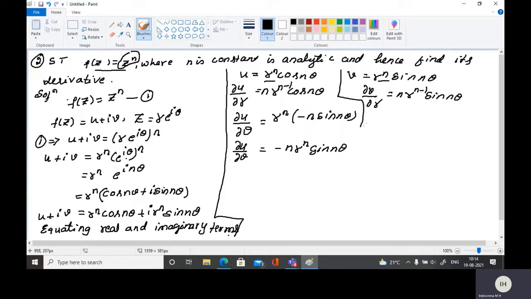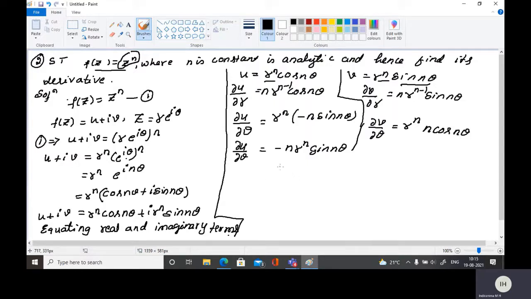Next, differentiate v partially with respect to theta, keeping in mind r constant. So r^n is constant. Differentiation of sin nθ with respect to theta is n cos nθ. Now we have to check the CR equations, whether they are satisfied or not.